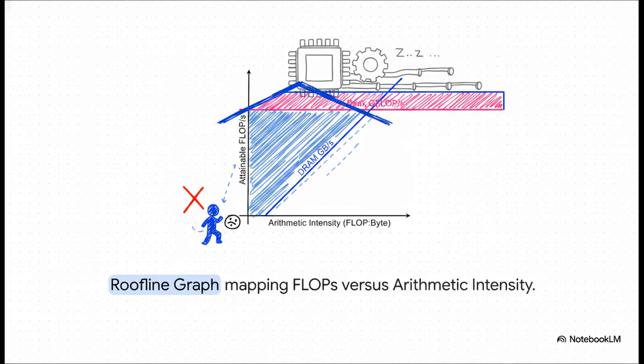See that horizontal pink line? That's the absolute peak computing speed your hardware can physically perform. But look at the slanted blue slope. That is your memory bandwidth limit.